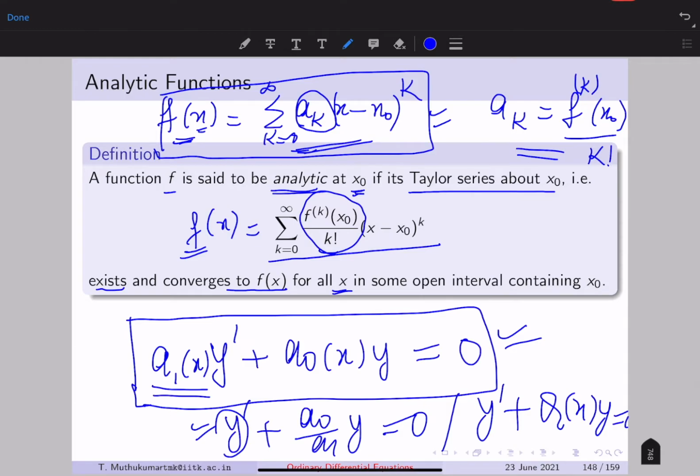This is the Taylor form, the Taylor series, and that's an analytic function. And why are we looking at analytic functions? Because if you are going to look for power series solutions of an ODE, you can do that only if the coefficients are analytic. That is, you are looking for an analytic solution, and that automatically imposes that the coefficients also have to be analytic. That is the reason why we are looking at the definition of analyticity.